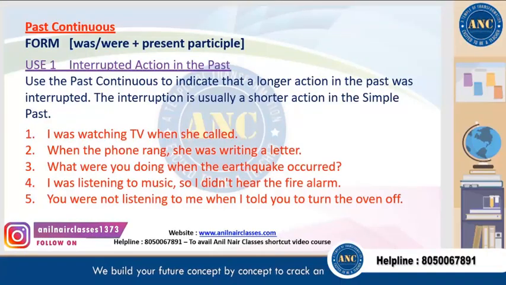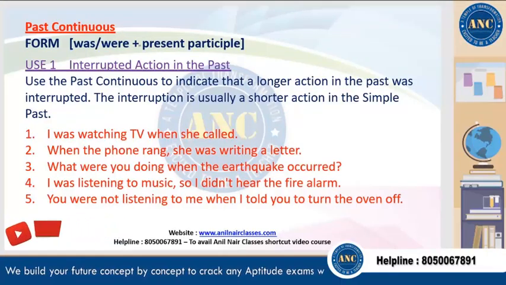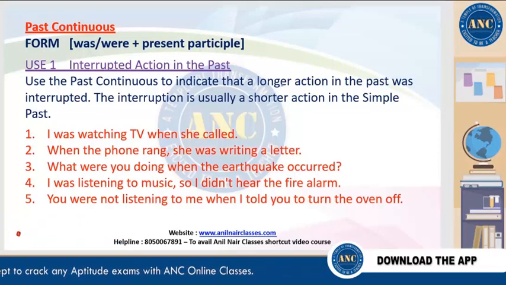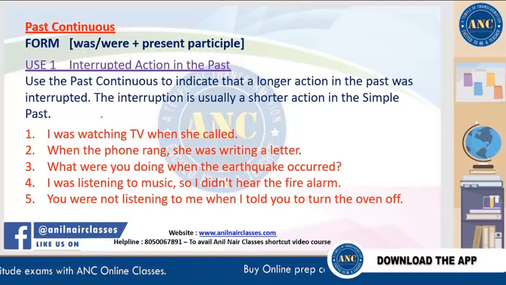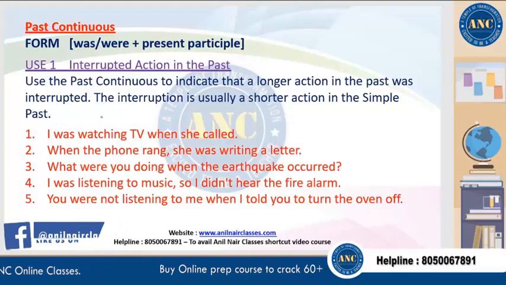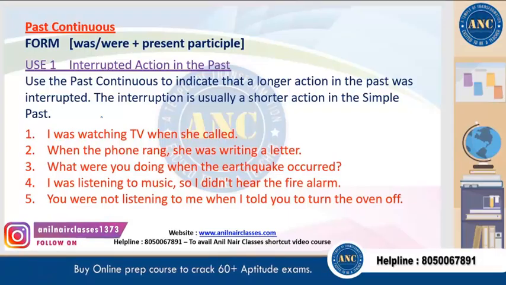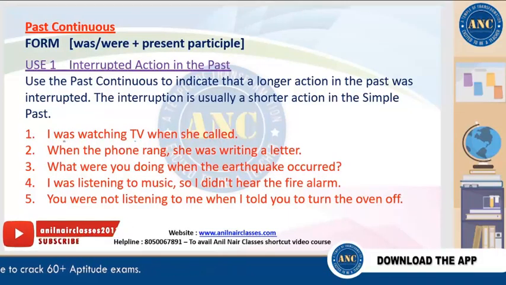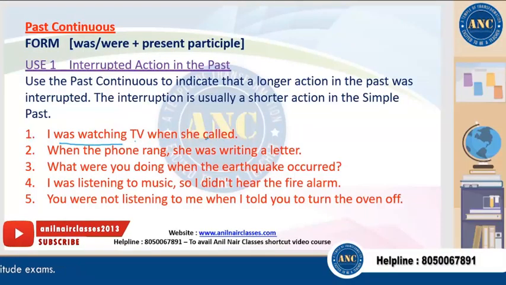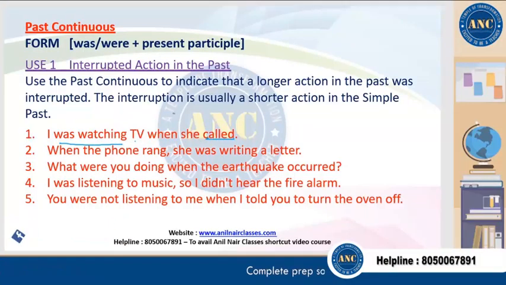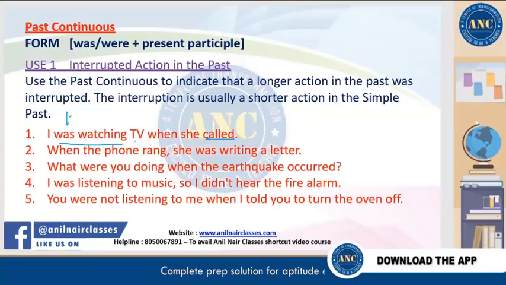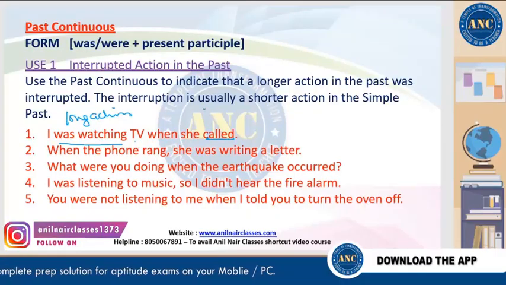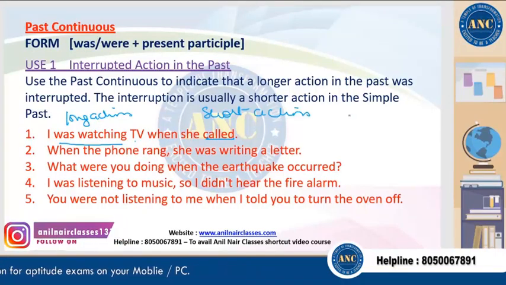Next one, when we talk about the past continuous. So past continuous is the first is we, was, were plus present participle we will use. So use the past continuous to indicate that a longer action in the past was interrupted. Interruption is usually a shorter action in a simple past. So I was watching TV when she called. So this was a longer action and this is the shorter action. But both the actions happened in the past. So this is the long action. This is the short action. Got it? But both are in the past.